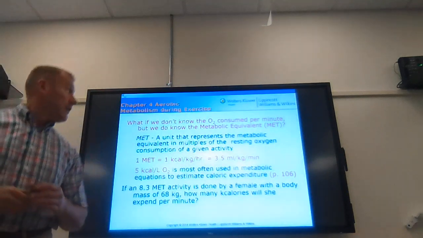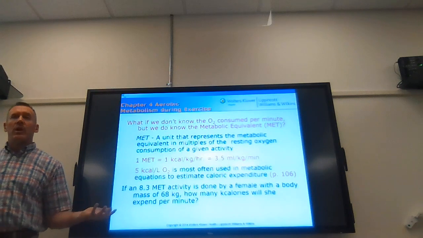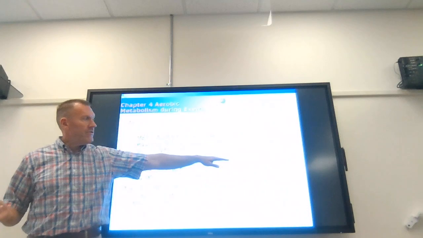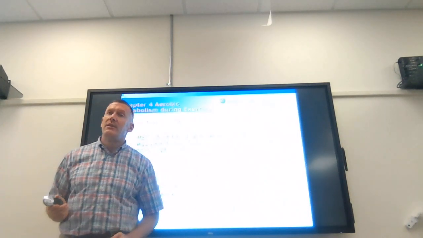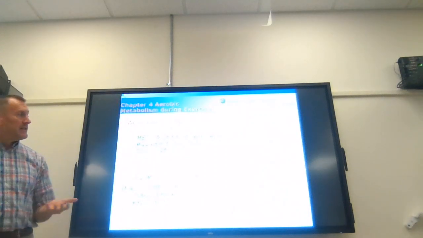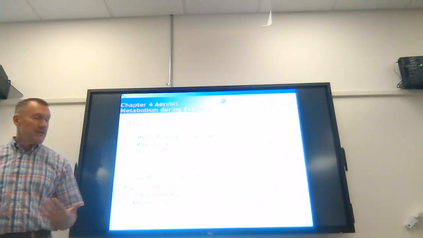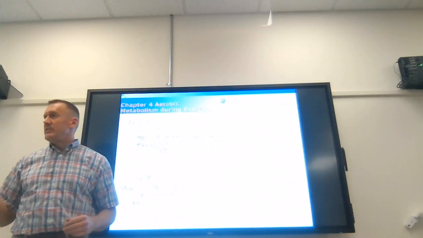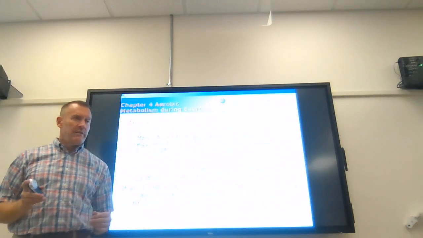So again, one MET is rest. That's what we're all at rest right now. So right now we consume an average of 3.5 milliliters per kilogram of body mass per minute. So if someone's doing an 8.3 MET activity, then we can say that's multiples of the resting oxygen consumption. So we can say 8.3 times 3.5, and we get 29.05 milliliters per kilogram per minute.